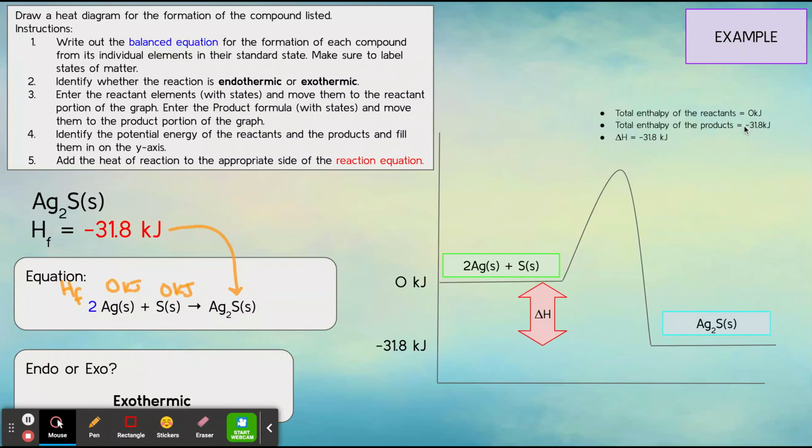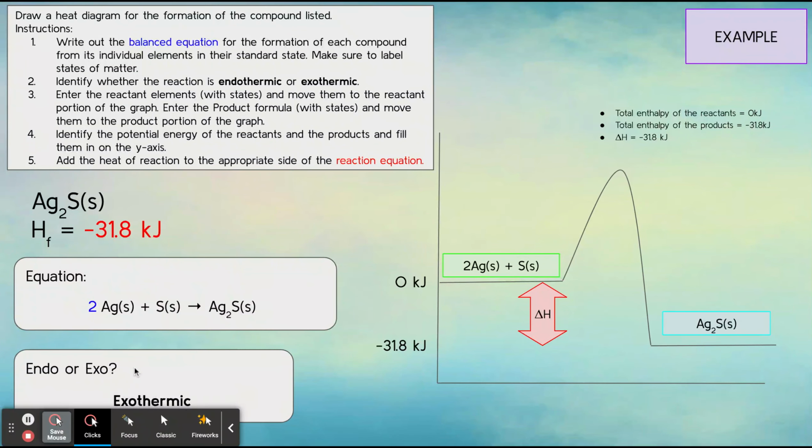What we'll see on Monday is we'll calculate the total enthalpy of products and the total enthalpy of reactants, and one of them won't be 0. And so then we'll actually have to do some calculations to find delta H. Okay. So this is an example of how to graph the formation of a compound using a heat diagram. And so we're going to do one more example before we move on.